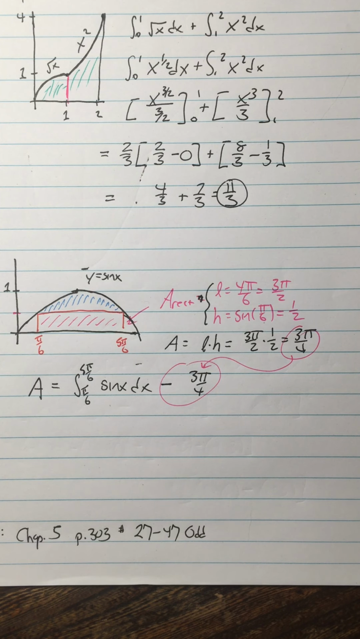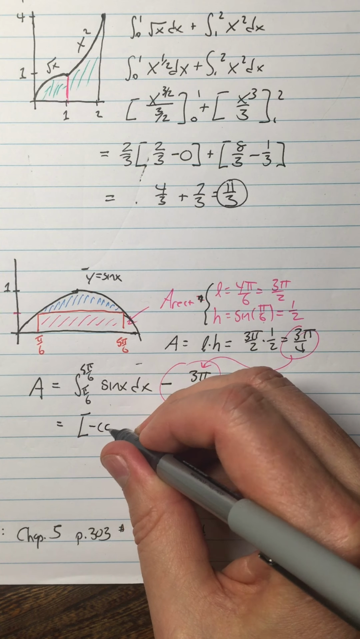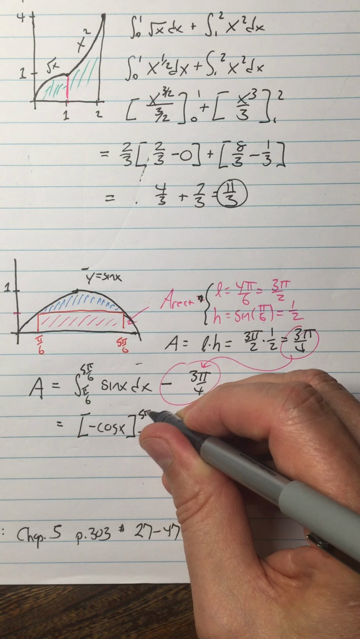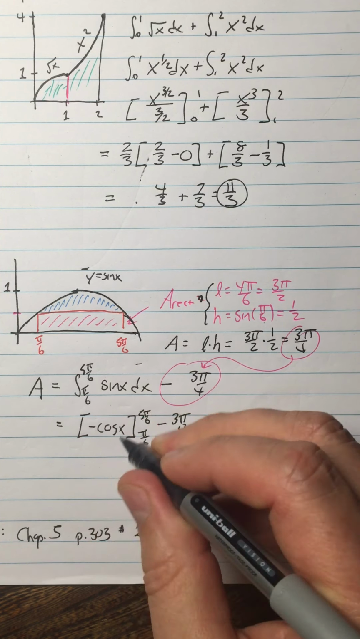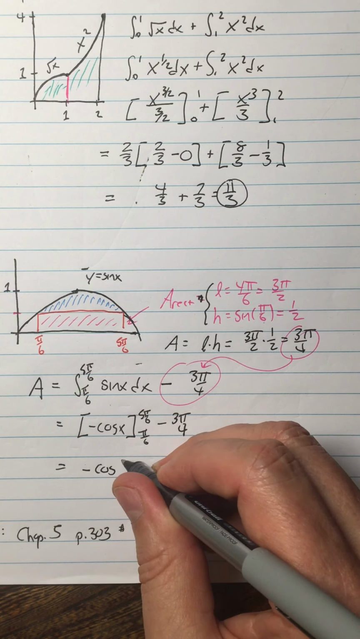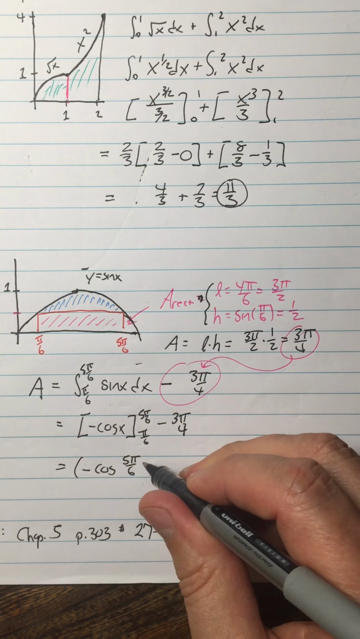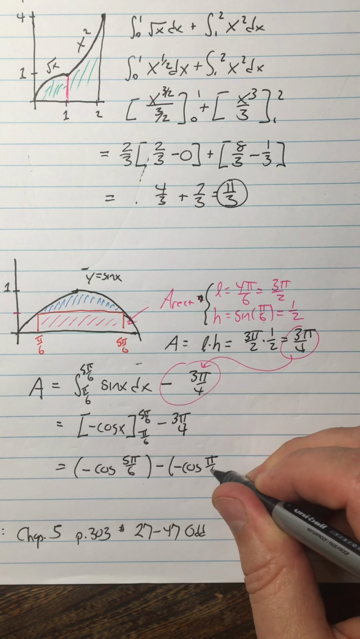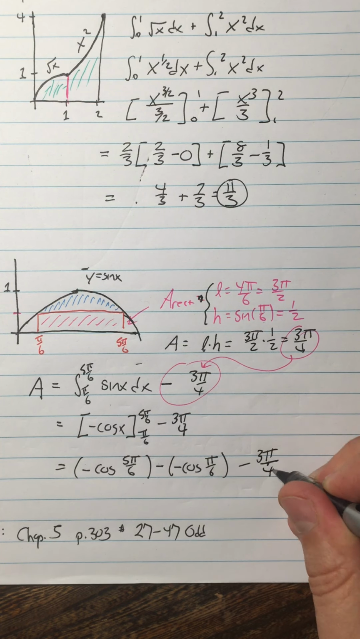All right, so now I have to do this integral though. The antiderivative of sine is negative cosine. And we're going to go from pi over 6 to 5 pi over 6. And then I have minus the rectangle area. Now I plug in, so I'm going to have negative cosine of 5 pi over 6. I could have factored the negative out. Maybe that would make it easier, I don't know. Minus negative cosine of pi over 6. But then I still have the rectangle area hanging out over here.